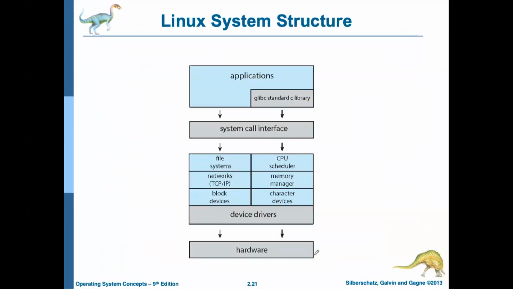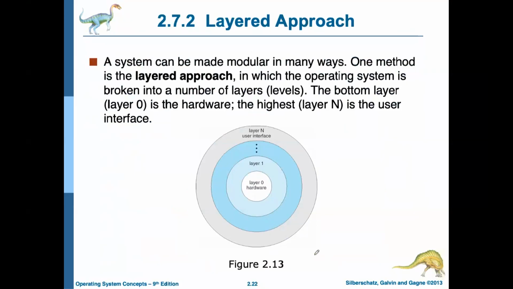All right, so the layered approach. A system can be made modular in many ways. One method is the layered approach, in which the operating system is broken into a number of layers. The bottom layer is the hardware, and the highest layer is the user interface. That's the justification of that.